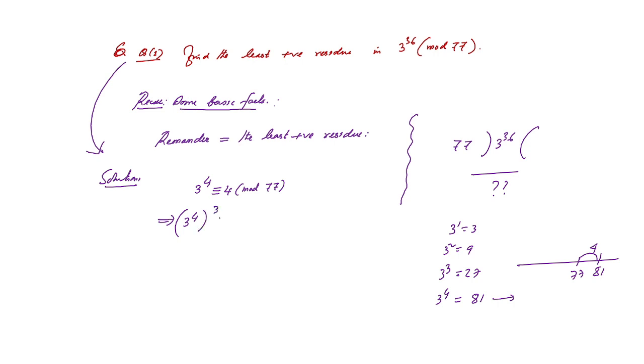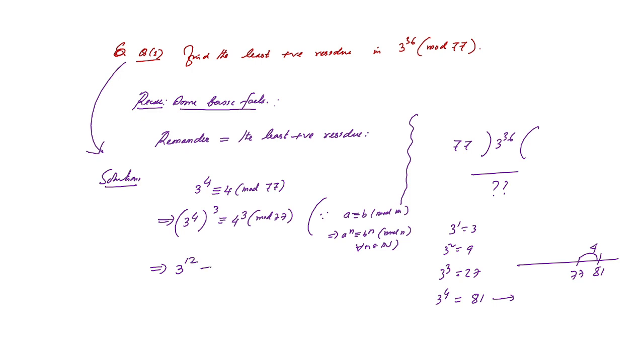So cube, again we have done the 4 cube mod 77. So what formula do we apply? We apply: if A is congruent to B mod M, then A to the power n is obviously congruent to B to the power n mod M, for all n belonging to natural numbers. Here our n is basically 3. So what do we get here?